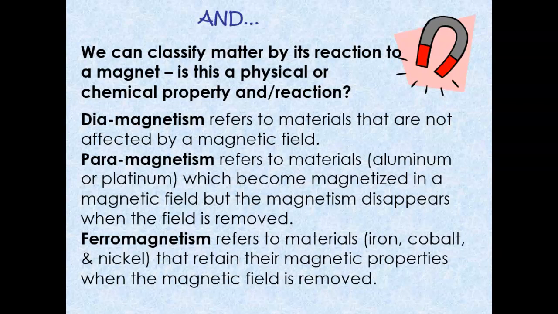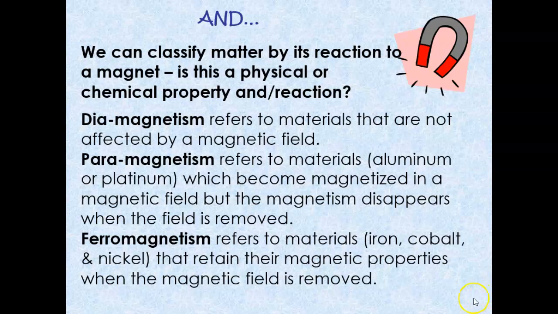Another property of matter that can be used to classify it is whether or not it's magnetic. There are three types of magnetism. Diamagnetism refers to materials that cannot be affected by a magnetic field, which means, guess what? They're not magnetic. Paramagnetism refers to materials which, if we put something magnetic next to them, become magnetic, but the magnetism disappears when the other magnet is moved away. Okay? And ferromagnetism refers to the three elements, iron, cobalt, and nickel, that retain their magnetic properties even when we've removed the magnetic field.